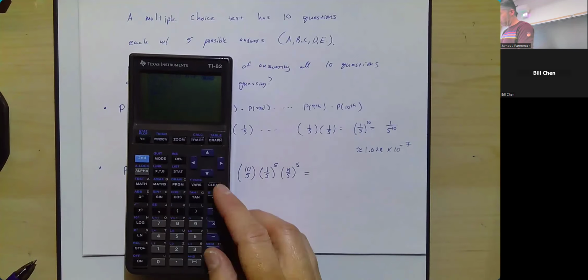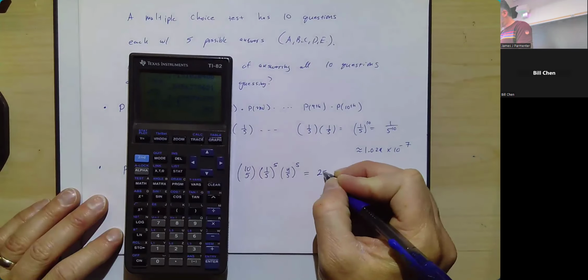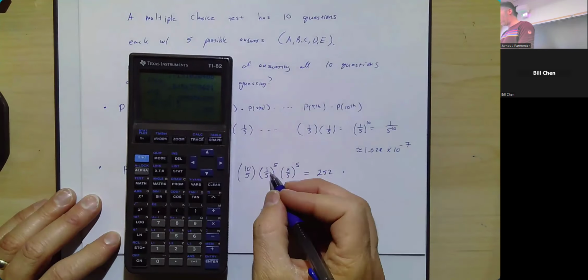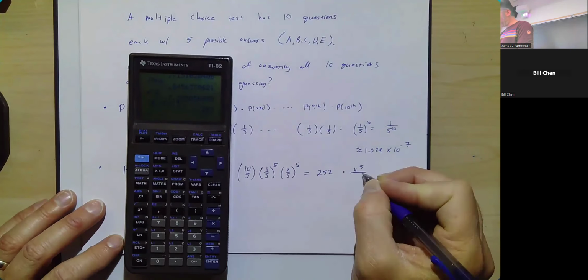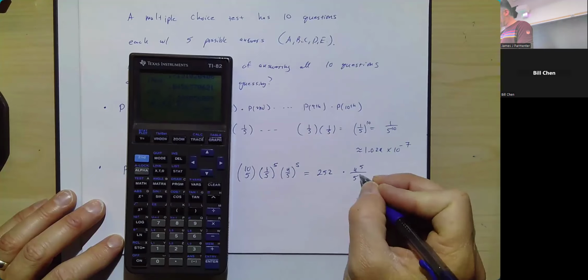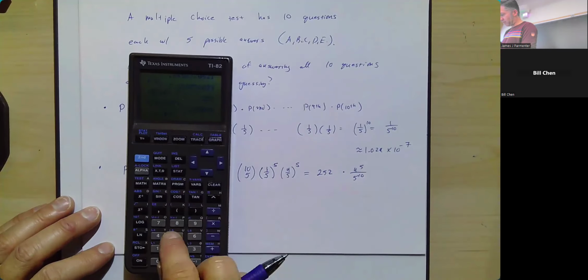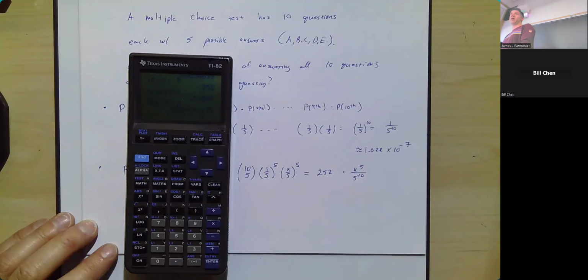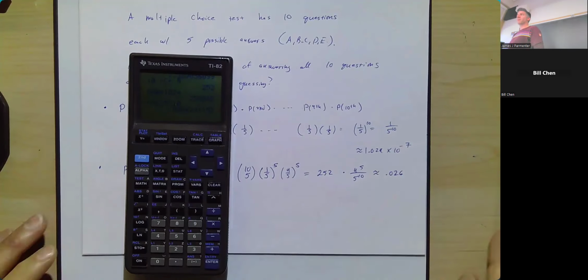So we're going to do 10 choose 5. We're going to get 252. And then we're going to multiply that by, on top, 1 to the 5th, which is 1, times 4 to the 5th, over 5 to the 5th times 5 to the 5th, which is 5 to the 10th. Let's see, 252 times 4 to the 5th, divided by 5 to the 10th. Okay, you got a 2.5% shot there. I mean, actually 2.6%.